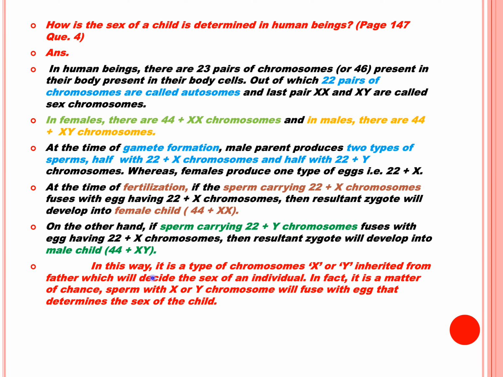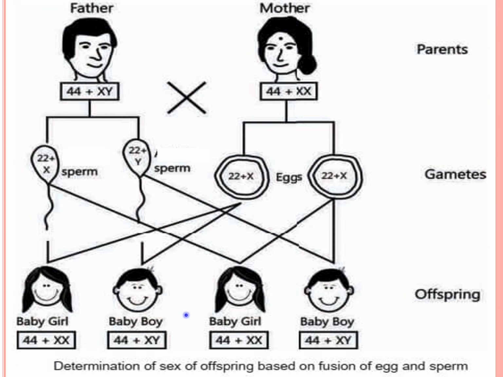So students, in this way it is the type of chromosome, that is X or Y, inherited from the father that will decide the sex of the individual. In fact, it is a matter of chance at the time of fertilization whether a sperm with X chromosome or Y chromosome will fuse with the egg having X chromosome, which determines the sex of the child. You can also give the pattern of inheritance of sex determination in human beings in this way.